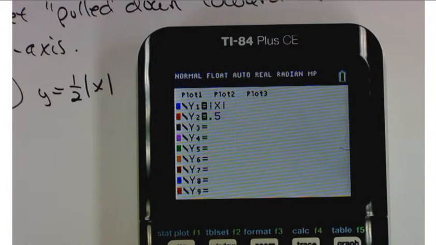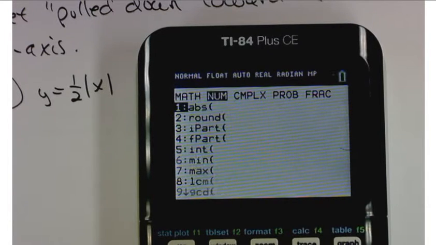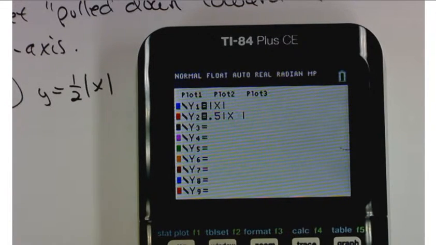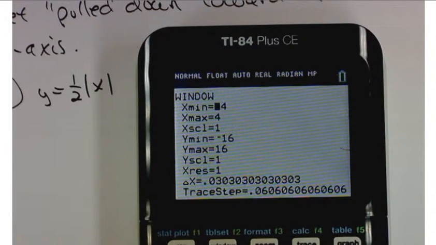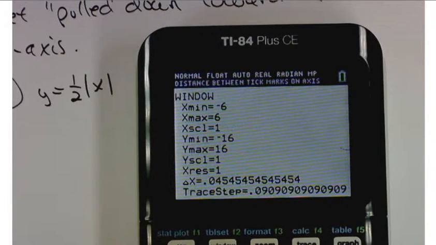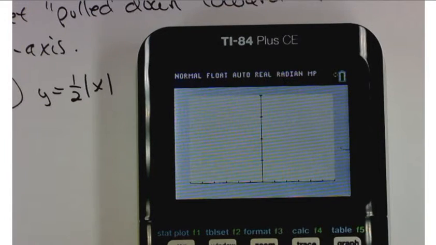I'm going to change my window for this one. I don't think I need to see this between negative 16 and 16 anymore. So I'm going to go from negative 6 to 6, and from, let's see, 0 to 4. So there's one graph, there's the other. So the graph of the absolute value has been pulled down or shrunk because of that factor of 1/2.